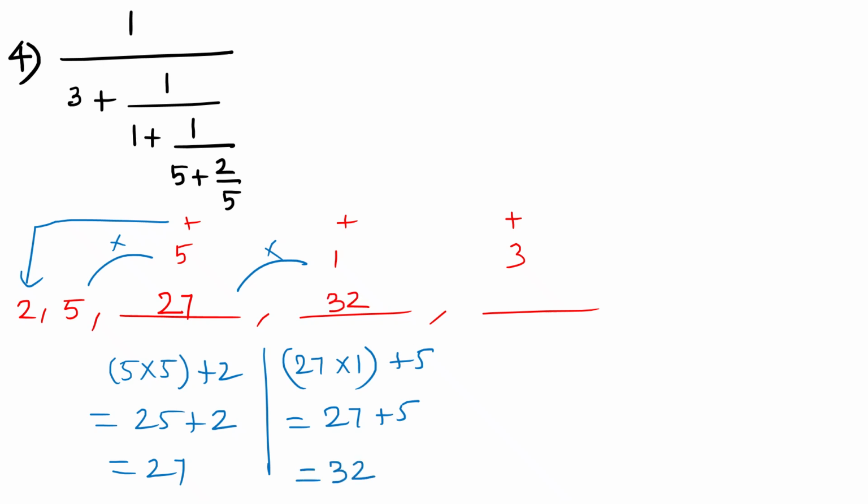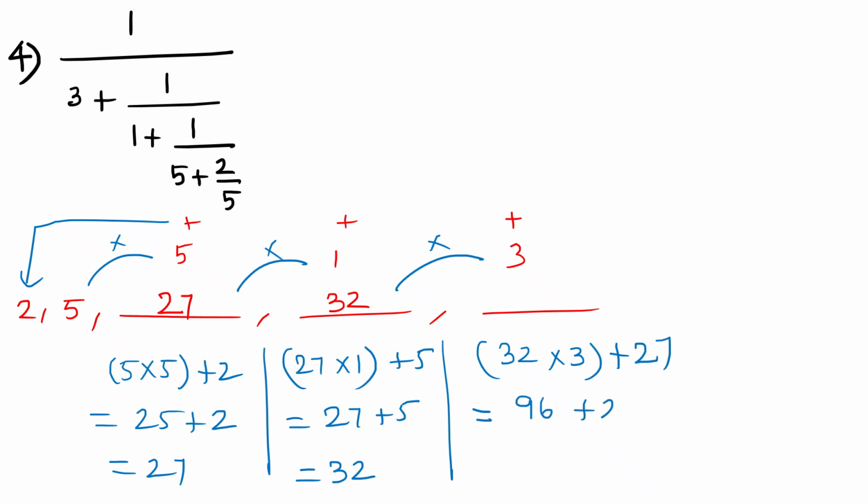The next one, this is 32 into 3. So plus, before 32, what's the number? 27. So plus 27. That's very important understanding. So 96 plus 27, I'll get here 123. So now it is 1 the whole divided by. So no need of reciprocal over here. Directly you can write it here 32 over 123. So hope you understood this.